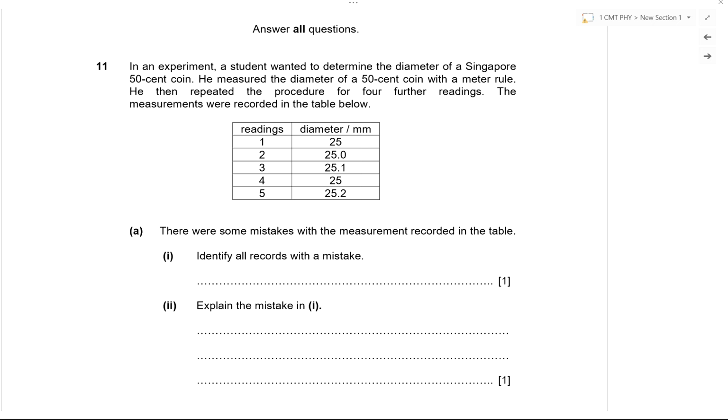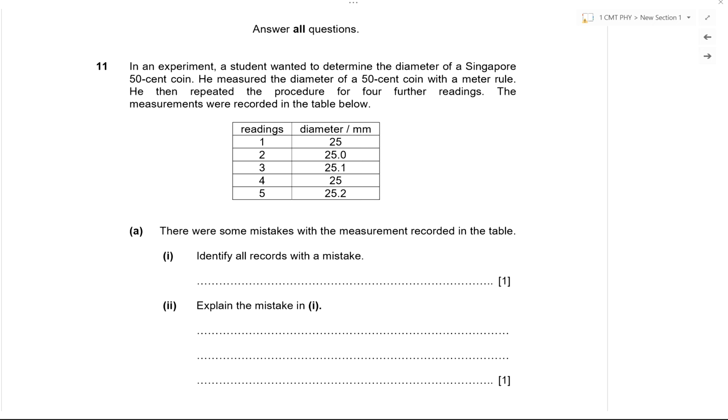Yes, no, or maybe. Maybe only. Can you confirm? Cannot. That is the limitation of a ruler. You don't know where the center is. That is why we are going to use a tool called the vernier calipers.